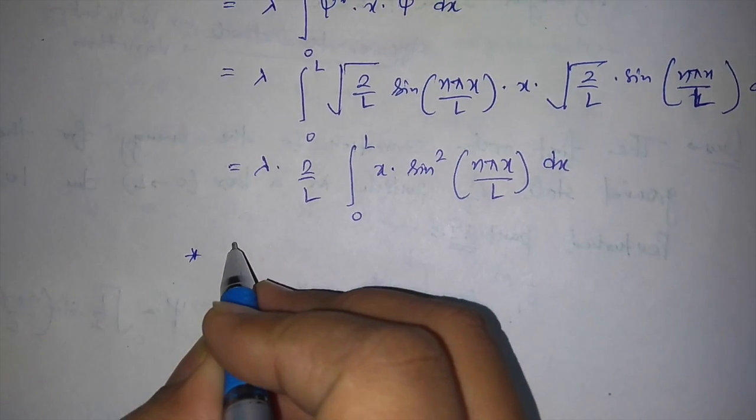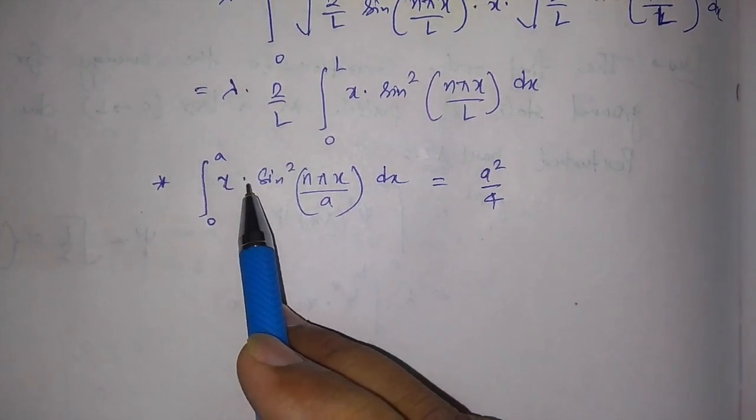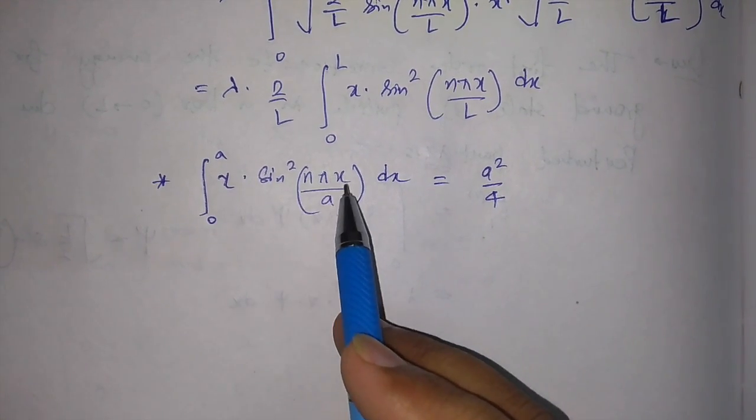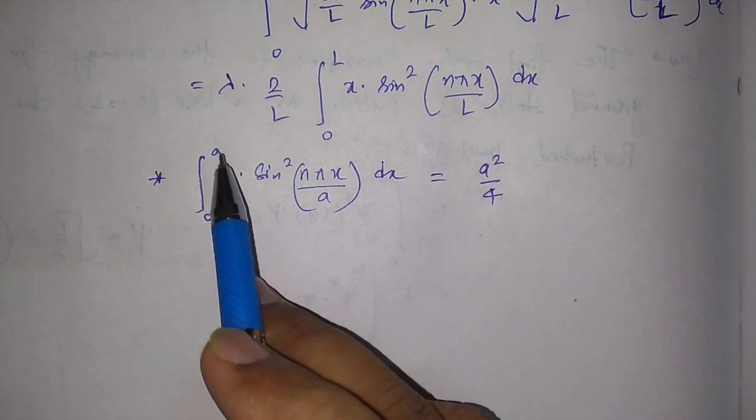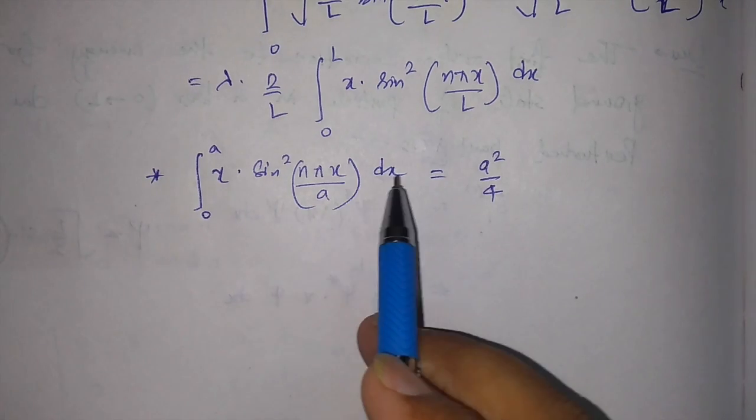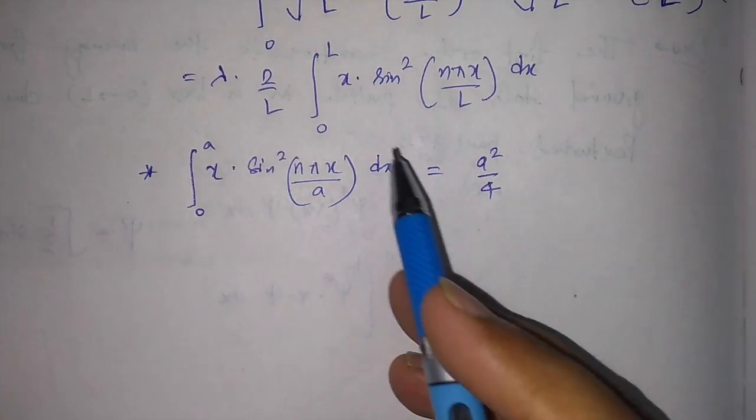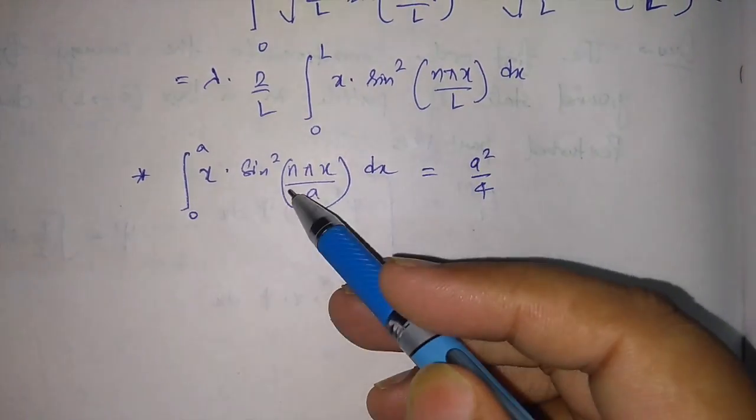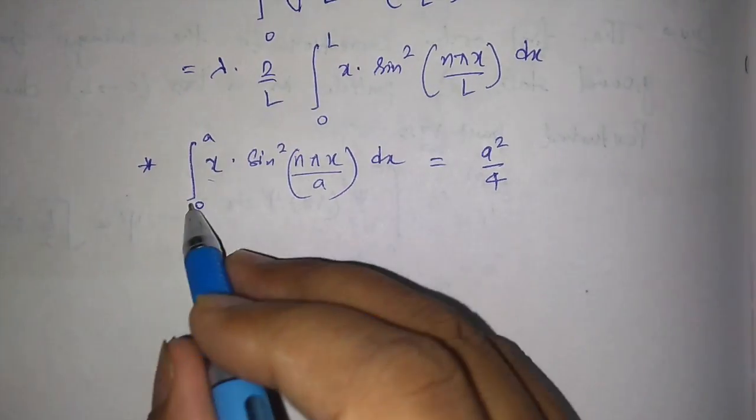So remember this thing: if you are integrating from 0 to a and the function is like x sine square n pi x by a, just remember that whatever the function is, if the limits are 0 to a, then there should be a in the denominator and there should be n pi x and dx, then the answer will be a square by 4, right? In a similar way, if you match these two things, this is the thing which I have asked you to remember.